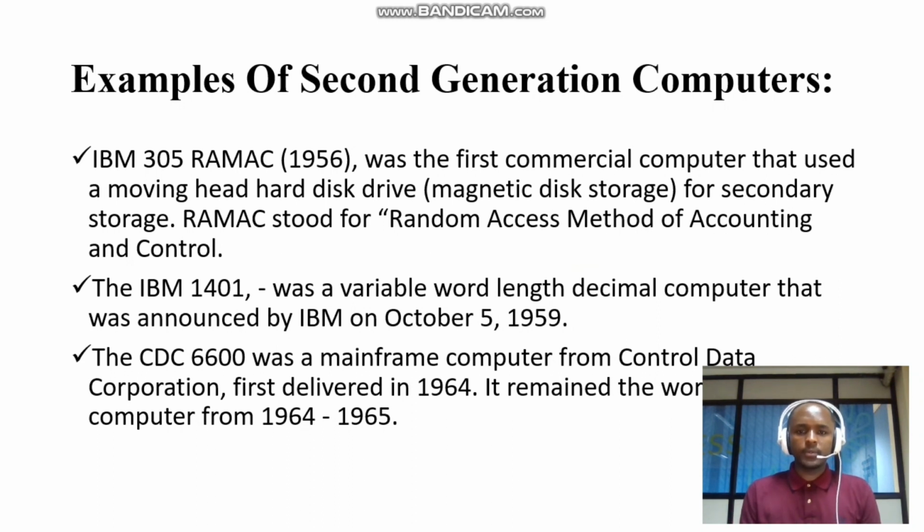Examples of second generation computers: the IBM 305 RAMAC, 1956, was the first commercial computer that used a moving head hard disk drive, and the IBM 1401 was a variable word length decimal computer that was announced by IBM. The CDC 6600 was a mainframe computer by Control Data Corporation.